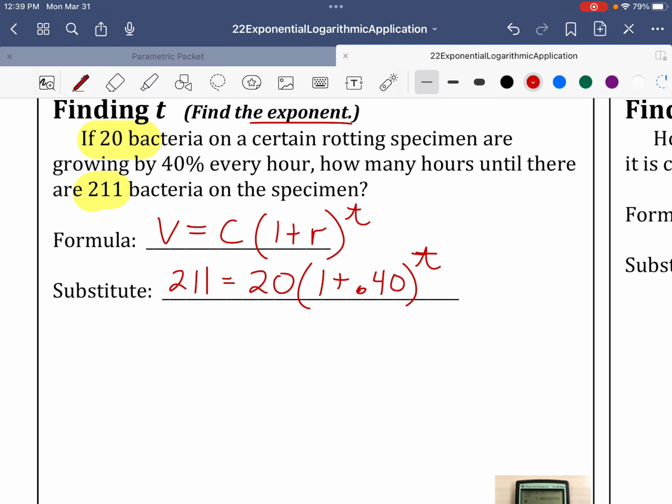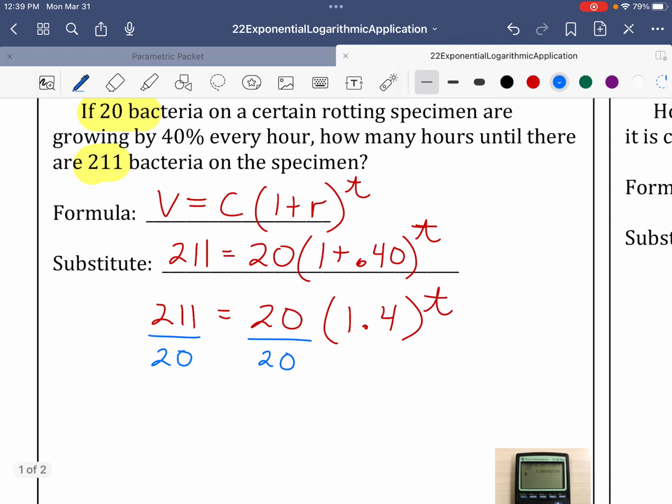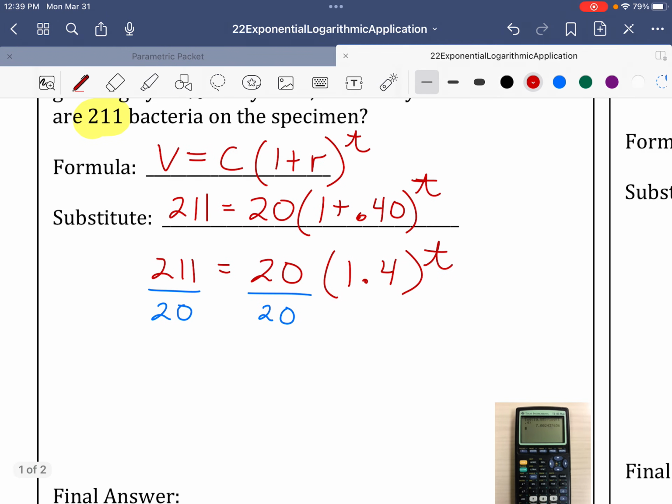Now, kids, this equation we're going to be solving for the exponent, but before I get too fancy solving for the exponent, there are some things I can do. The first thing would be simply to add 1 plus 0.4. So we get 1.4. Now, remember, we're solving this for t, so anytime you're solving an equation, we want to do inverse operations. And it's very important here that I isolate first by dealing with what's on the outside. So I divide by 20, and that's going to give me, using a calculator, 10.55.